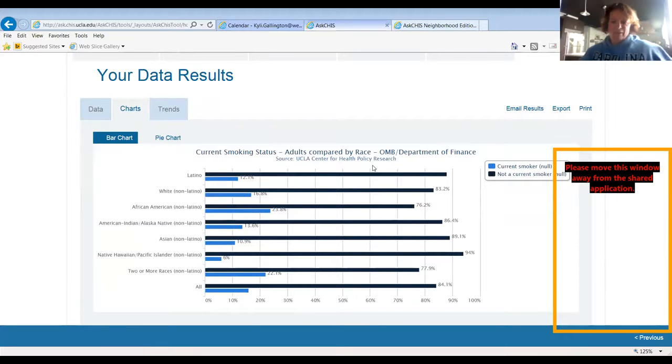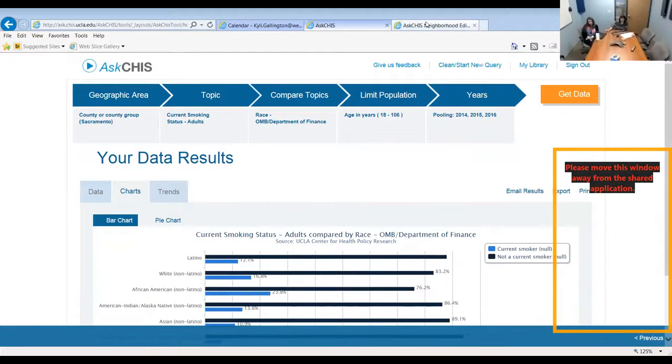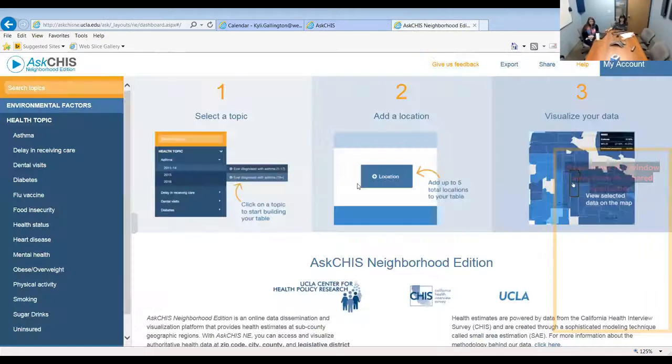Excellent. Okay. I'm going to move on and look at the Ask CHIS Neighborhood Edition. So for those who like graphical displays, this can be another really great data resource for you to graphically display some of your results. So let's see, data charts trend. So I wanted to look at, let's see, a health topic. So this was Ask CHIS, the query system. This is Ask CHIS Neighborhood Edition.